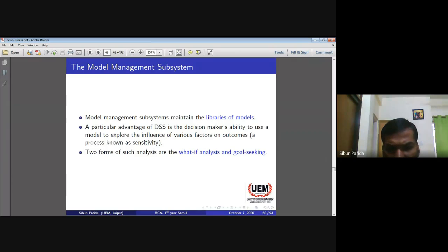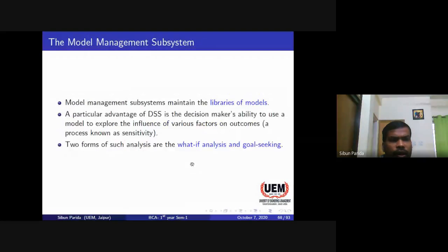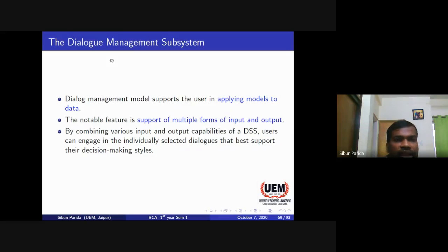Okay, so next. Here, what happens? There are 2 forms, as we discussed: what-if analysis and the goal seeking approach. So in the model management system, these conditions come up, like what-if analysis. What if I'm going to use model 2? What if it comes out? My goal is to cure the patient by giving the appropriate drugs at a particular dosage. So what if I change the model? This is my goal seeking. What-if analysis and goal seeking are the 2 forms of the model management subsystem. Now, next one is the dialogue management subsystem.